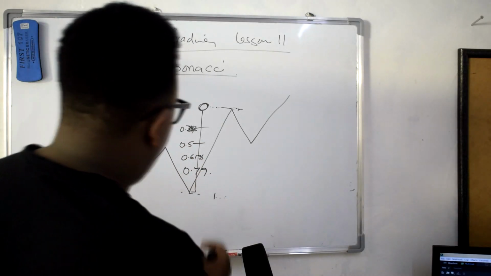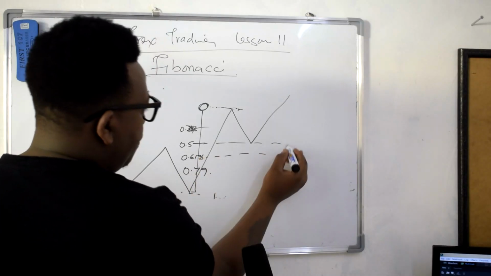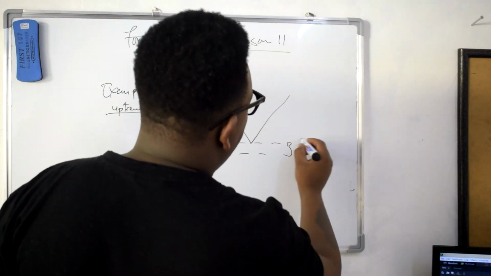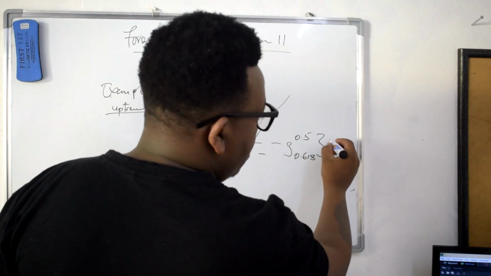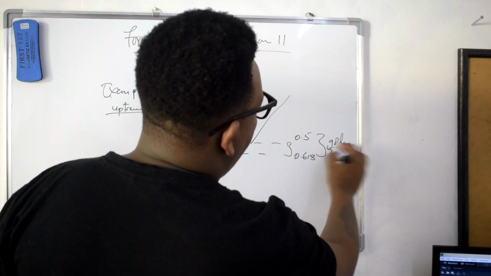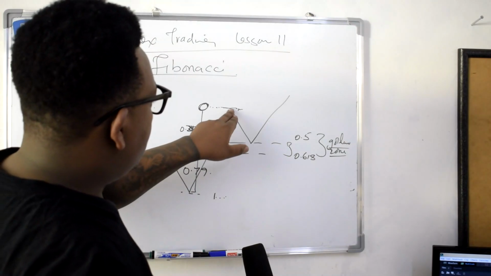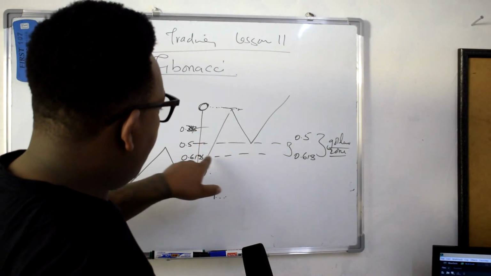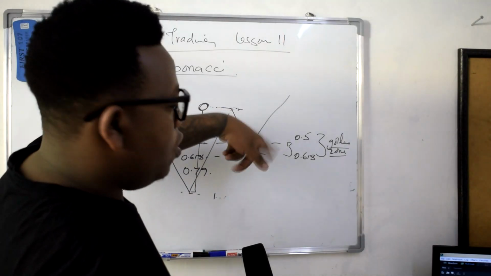In most cases, you see this zone in between 0.5 and 0.618. This one is normally considered the golden zone. The reason it's called the golden zone is because most of the time when the market pulls back, it normally touches either 0.5 or 0.618, and then it continues going up.